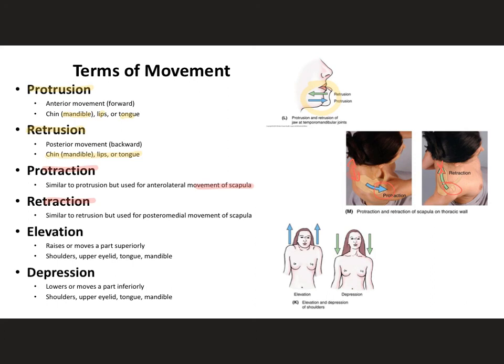Our final group here is elevation and depression. In elevation and depression, we do this typically with our shoulders, our upper eyelid, the tongue, and the mandible. With the mandible, we close our mouth. With the tongue, we push it against the roof of our mouth. We open the upper eyelid, and we can raise the shoulders up. In depression, we lower the shoulders, or we lower the eyelid, closing our eye, or we take our tongue away from the roof of the mouth and back into the lower oral cavity, or we depress the mandible and open the mouth.